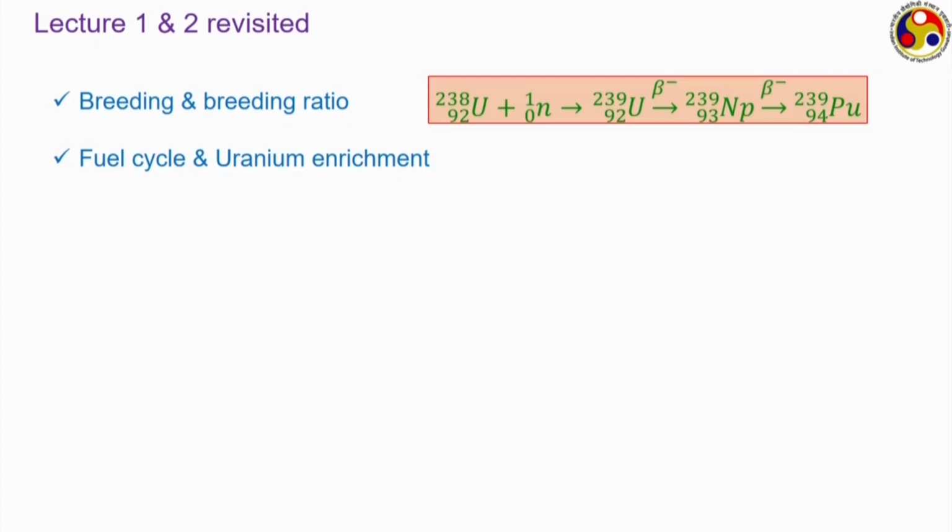We have discussed the fuel cycle and the uranium enrichment process in the previous lecture. While we get only raw uranium ore from the mines, that needs to go through the milling and conversion processes. At the end of the conversion processes, we get uranium hexafluoride gas, which goes through this enrichment process.